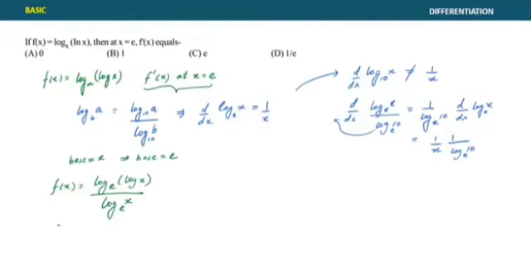Now you want to differentiate this function, and for differentiation we will be using the quotient rule. So just quickly apply this. What is the derivative of log of log x? This is actually the chain rule here. If I take g(x) as log of log x, right?